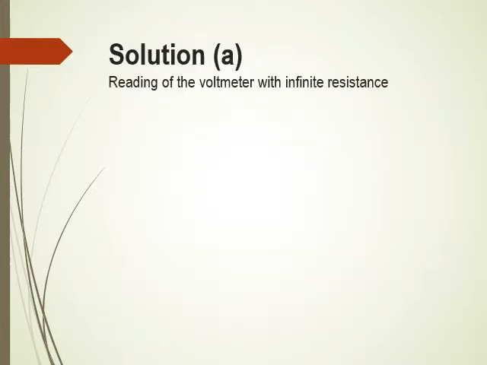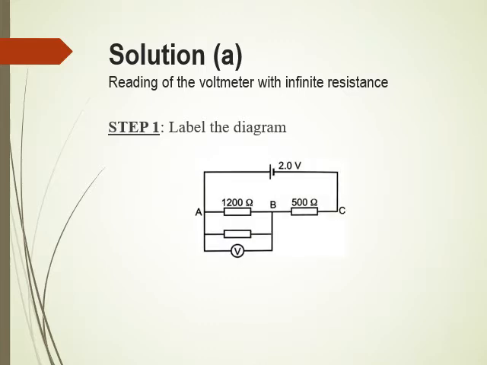So how do we find the reading of a voltmeter with infinite resistance? How does it affect our circuit? As usual, I'm going to start by labeling the diagram. This is the diagram given. As you can see here, when you have a voltmeter with resistance, you have an additional resistor that is connected in parallel with the 1200 ohm resistor.